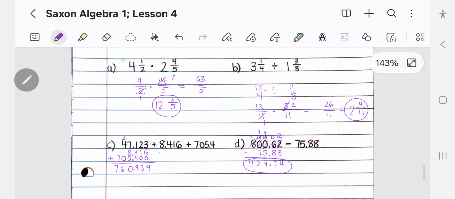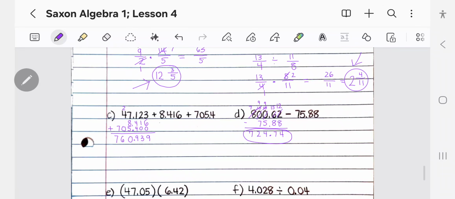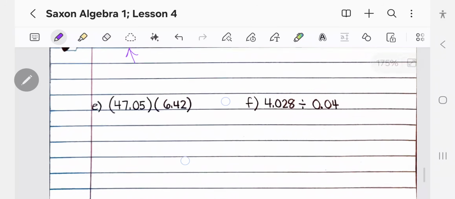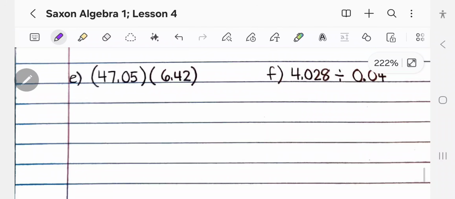Okay, so we found a product here. We found a quotient here, answer to a division. We found a sum here, and we found a difference here. All right, now we're going to find a product for E. Now, we do not have to line up the decimals here, but they just so happen to have the same length, same number of decimals, numbers after the decimal, I should say. Okay, and I'm going to multiply this.